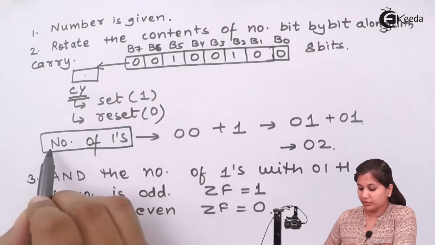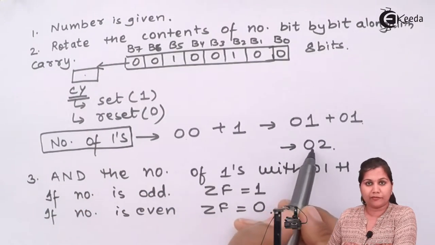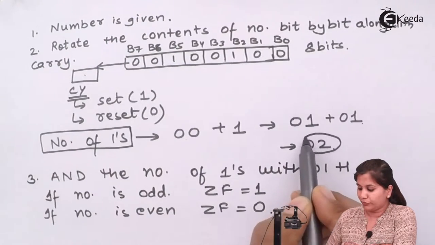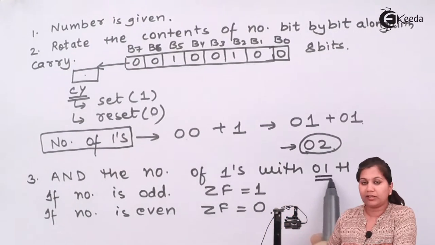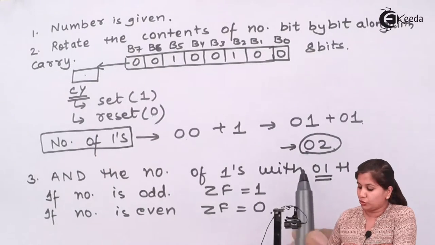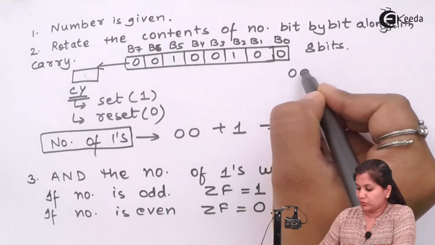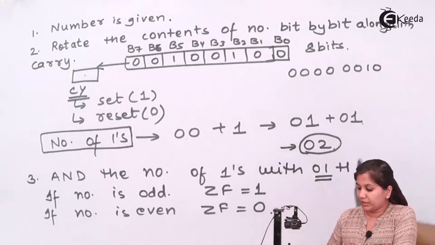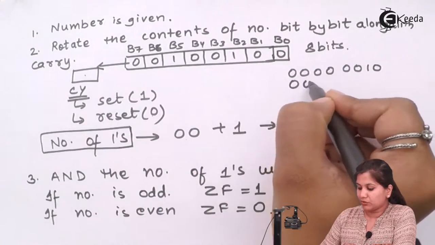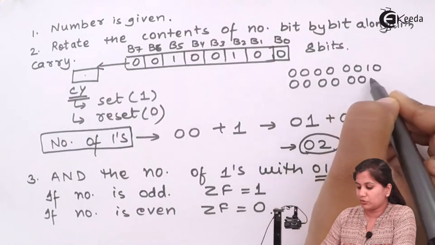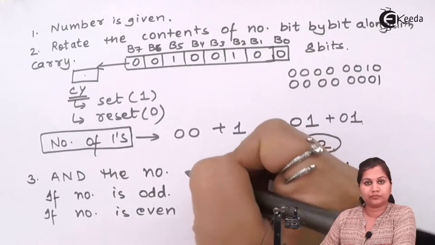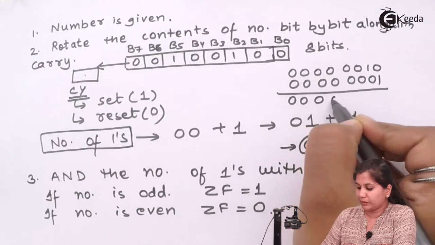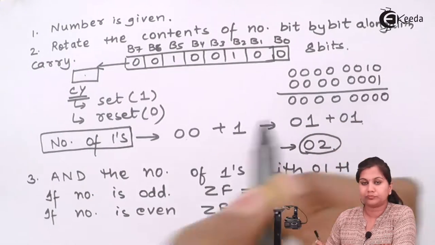After that, we have got the number of 1s, then we are going to AND this value with 01H. Okay, so 02 will be like 0000 0010. Now when it is ANDed with 0000 0001, all the contents will become 00.